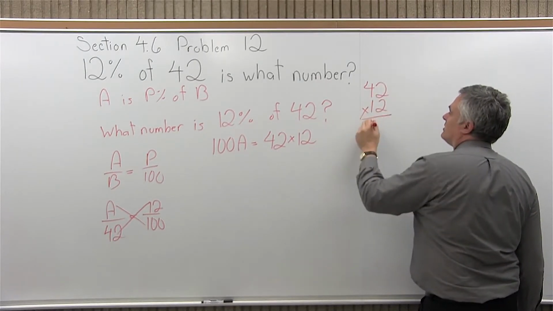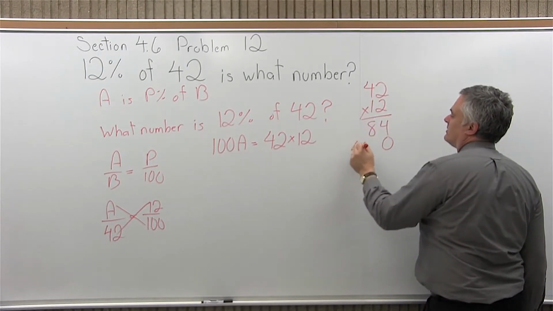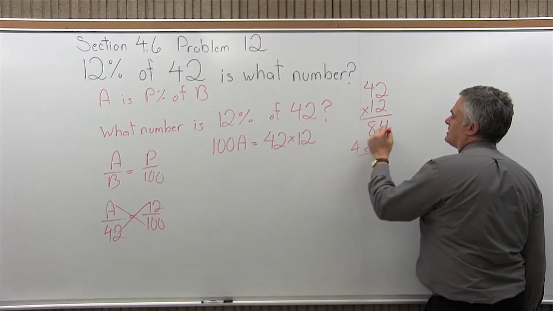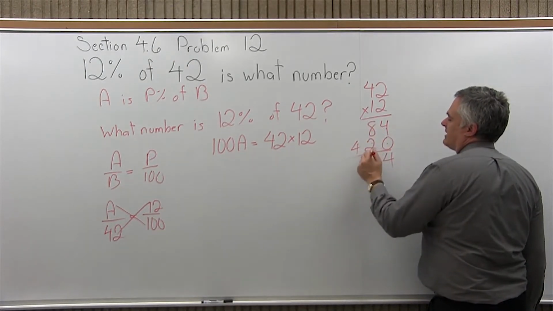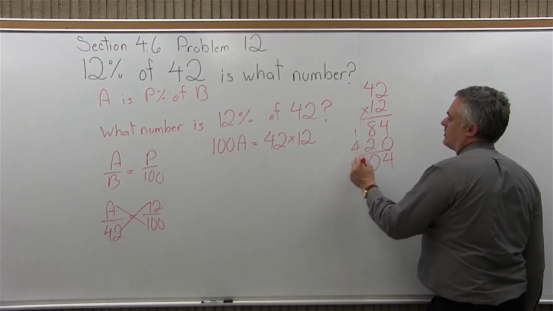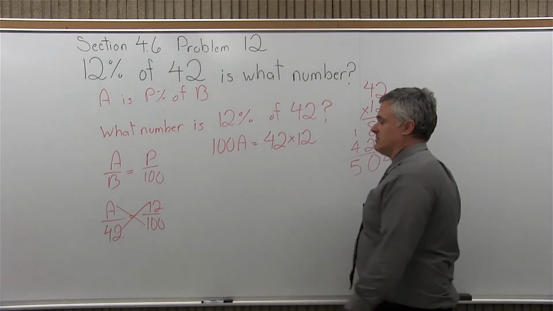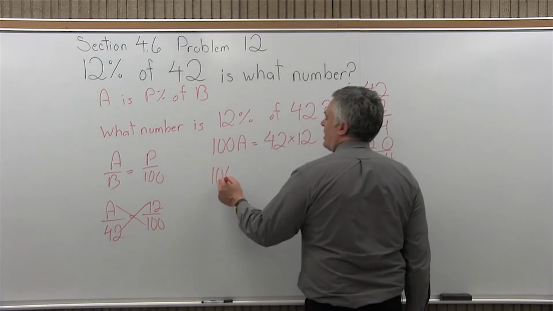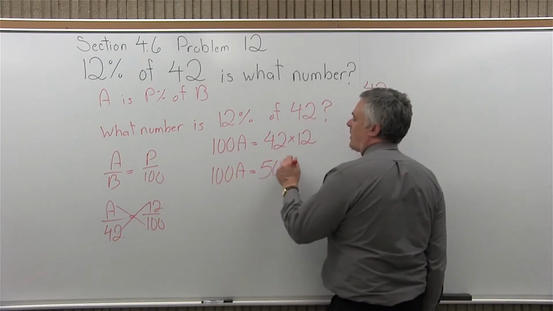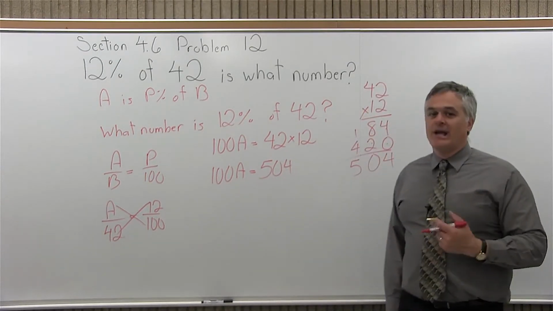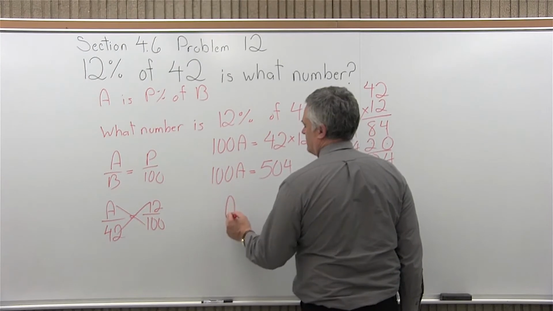So 2 times 42 will be 84. Put in a 0 to hold your place. 1 times 42 is 42. Add those together. 4 plus 0 is 4. 8 plus 2 is 10. Write the 0, carry the 1. 1 and 4 more is 5. So when you multiply, you have 504. So 100A equals 504. Now I want A equals, not 100A, so I can divide the 100 away.